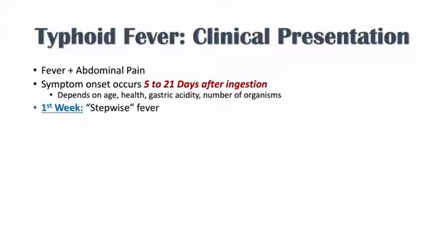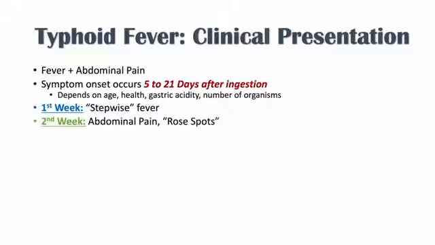In the first week of infection, we have what we call a stepwise fever. This is the first symptom you're going to see. Stepwise fever is called that because we see a gradual step-like increase in fever. So you'll see a temperature bump up to a higher level and plateau, and then it'll bump up to another higher level and plateau at that. So that's why we call it stepwise.